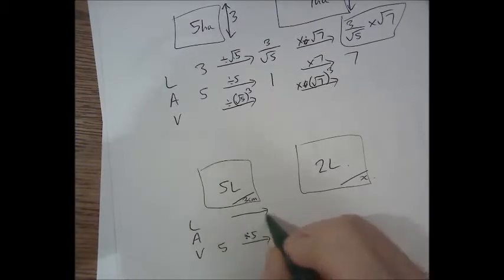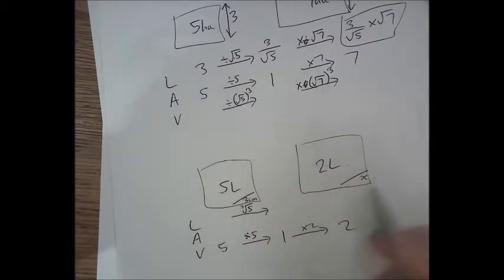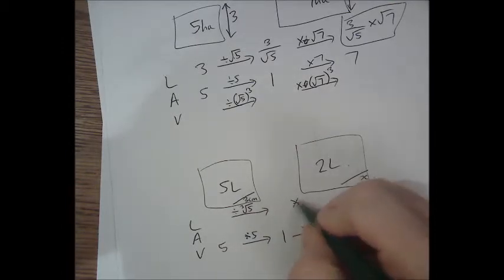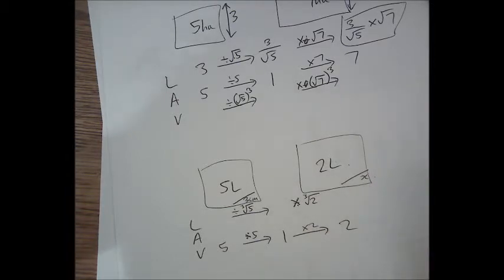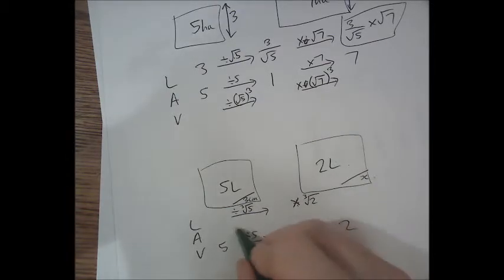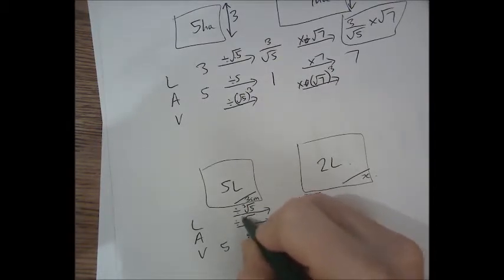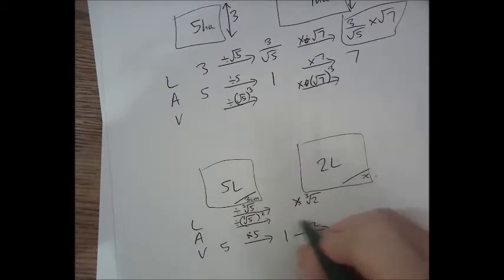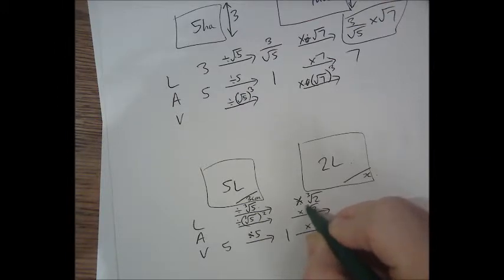So this needs to be the cube root of 5. This needs to be the cube root of 2. Even though you're not asked about area, it's always important just to get in the groove, convince yourself that you know what you're doing. That needs to be the square of that, and it is. This needs to be the square of that, and it is.